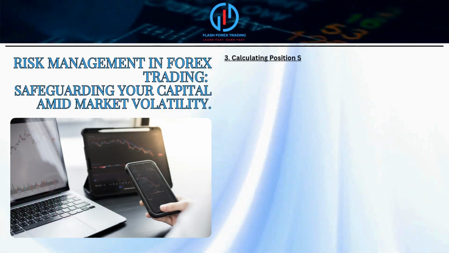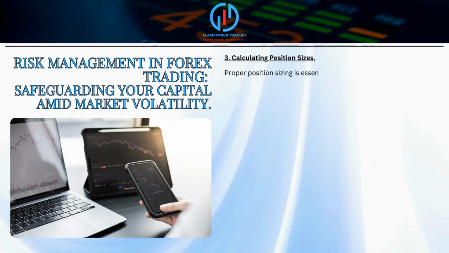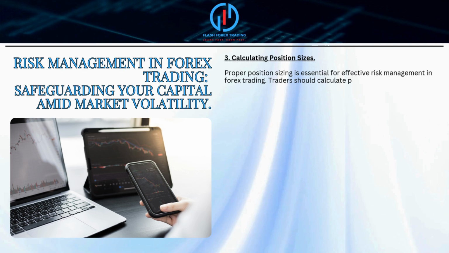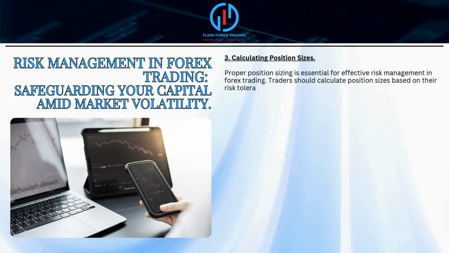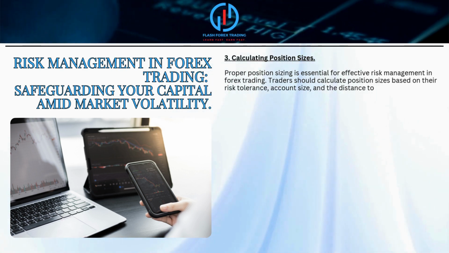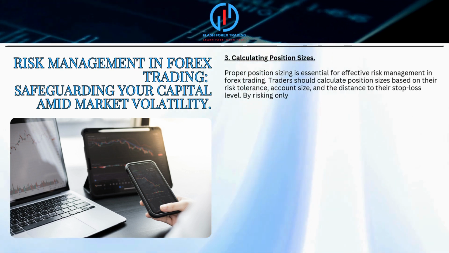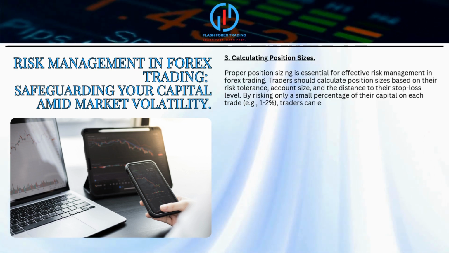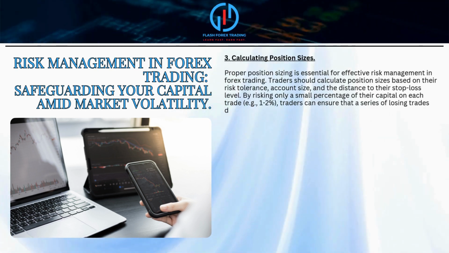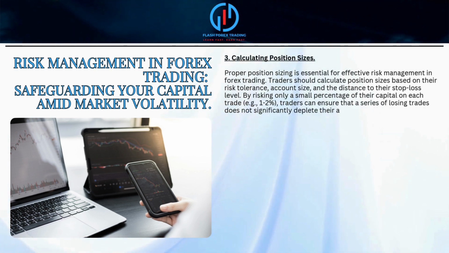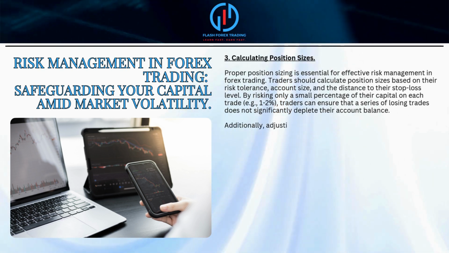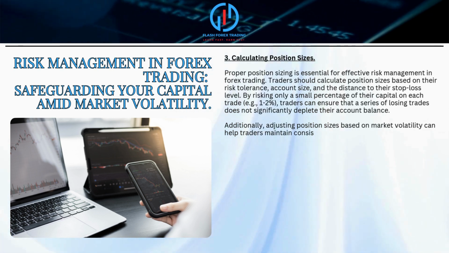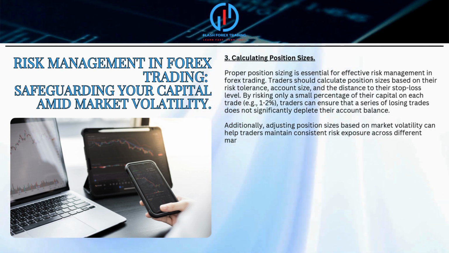3. Calculating position sizes. Proper position sizing is essential for effective risk management in Forex trading. Traders should calculate position sizes based on their risk tolerance, account size, and the distance to their stop-loss level. By risking only a small percentage of their capital on each trade, e.g. 1 to 2%, traders can ensure that a series of losing trades does not significantly deplete their account balance. Additionally, adjusting position sizes based on market volatility can help traders maintain consistent risk exposure across different market conditions.